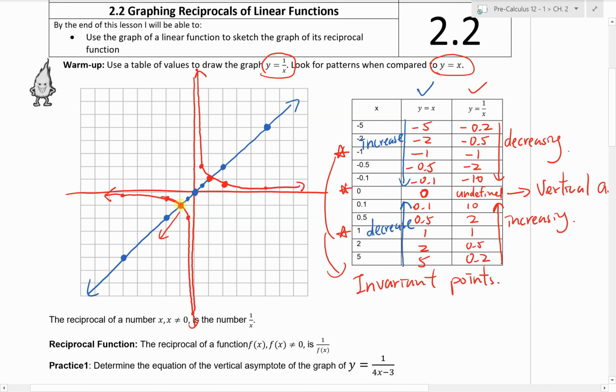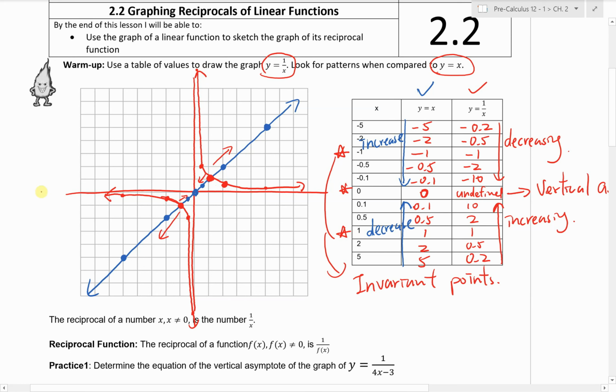If you start from this -1, this invariant point, and go to the right, the blue graph is actually increasing. And you can see the red graph is actually decreasing like that. Okay, if we move on to the other side of the reciprocal function, same thing. Starting from this invariant point to the left, the blue graph is decreasing. However, you can see the red graph is actually increasing. And to the right of this invariant point of 1, the blue graph is actually increasing, but you can see the red graph is decreasing.